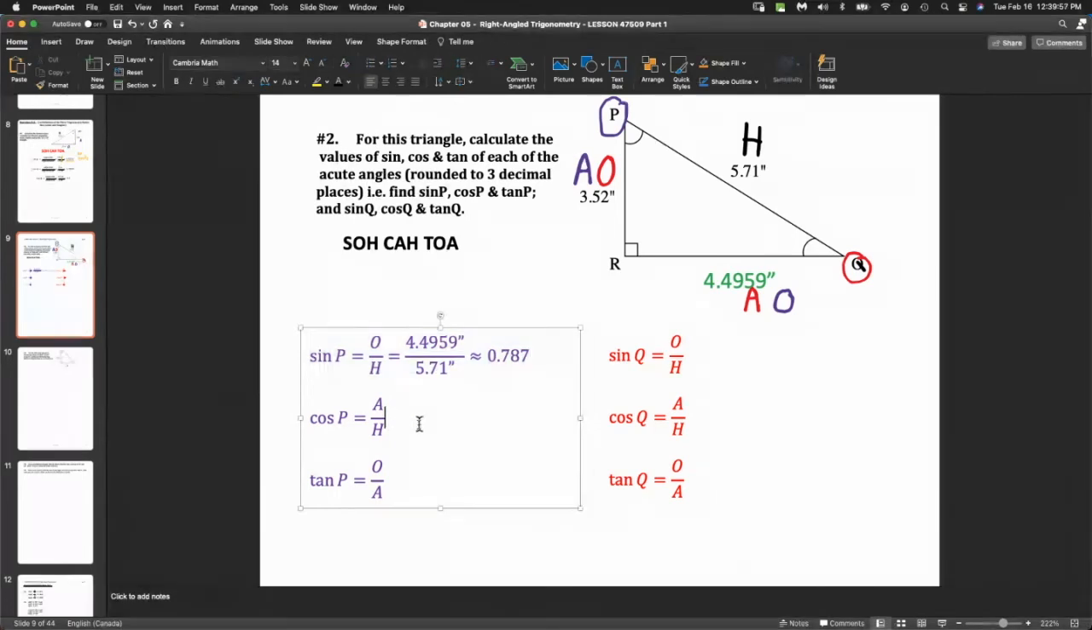So let's do cosine. So cosine of P is adjacent over hypotenuse, which is 3.52 divided by 5.71. Very nice. Thank you. And finally, thank you, Amir. And finally, tan. So opposite over adjacent. So 4.4959 inches divided by. That's why I don't put the inch symbol, because it confuses it.